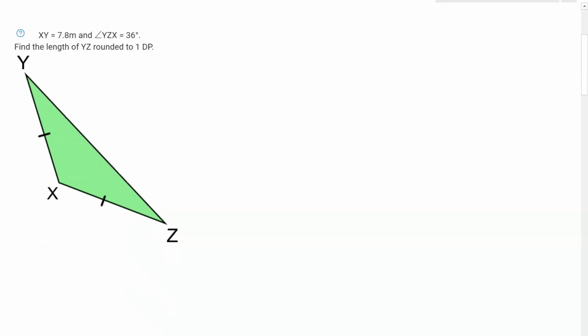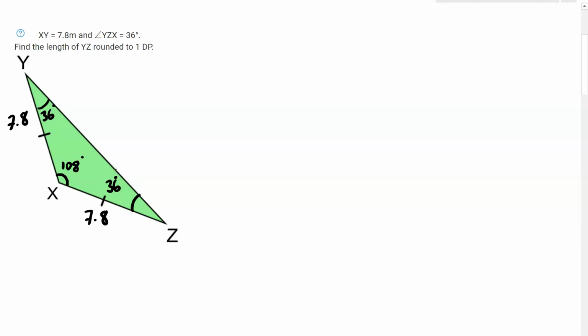Okay, so we have XY is 7.8, and it's isosceles, so this is also 7.8, and the angle YZX, so this one here, is 36. Again, it's isosceles, so this is 36, and we can work out that 2 times 36 is 72, so this is going to be 108. These are all in degrees.